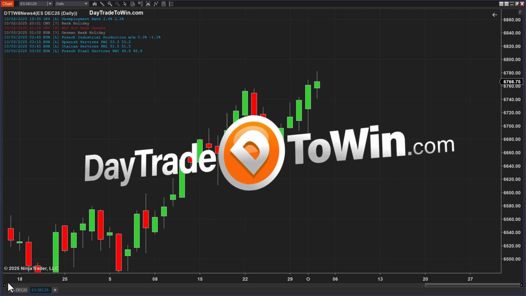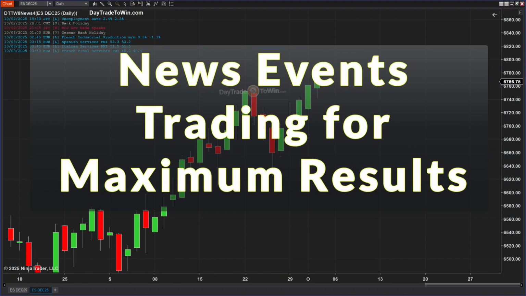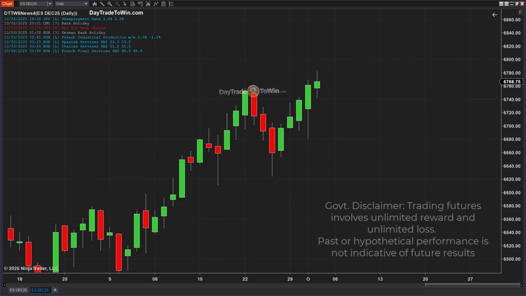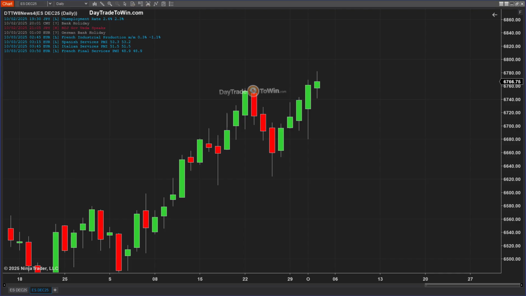News events. Let's talk a little bit about how we trade news, especially the news that we're seeing now with the Fed, FOMC, jobs. Do this any time there's a news event. So you see here on the top left of the chart, there's a news indicator. We also have a DayTradeToWin calendar, which gives you the same information.